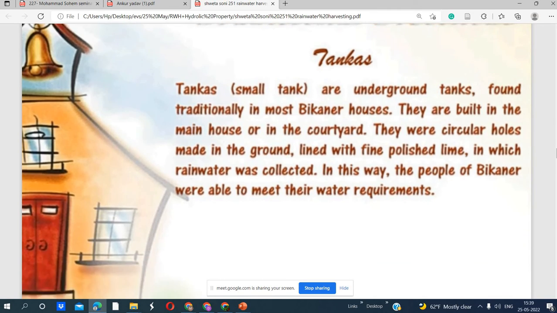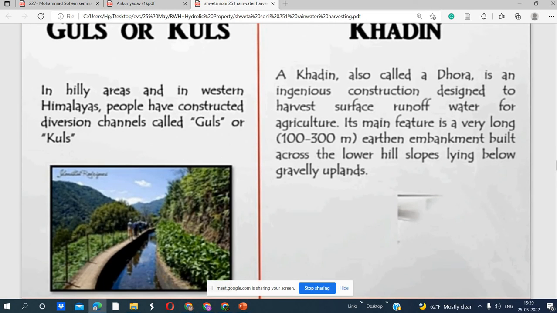Ma'am, next slide please. Here come gulls, kulls and khadins. These rainwater harvesting systems are found in hilly areas. Gulls and kulls are found in the Himalayas, where people build diversion channels to divert water to the fields for irrigation. Khadins, also known as Rora, are designed mainly for agriculture, and are built like channels for irrigation, where the water flows with gravity. Next slide please, ma'am.